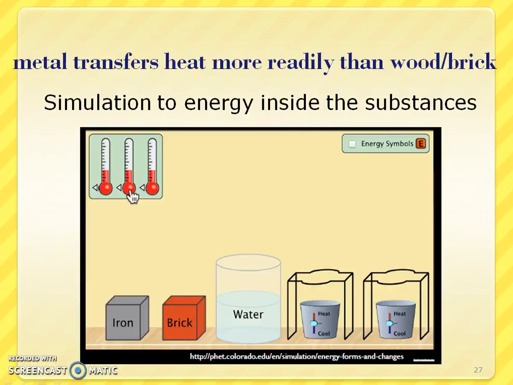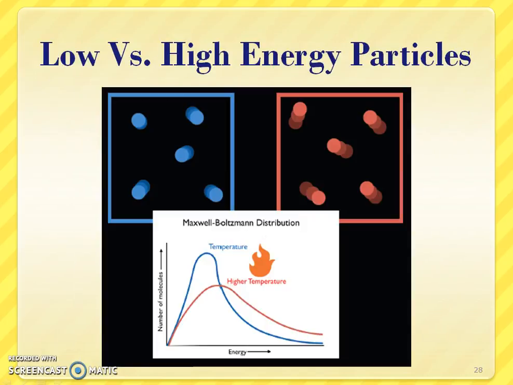He also talked about how metal transfers heat more readily than wood or brick, which should make sense. They absorb heat quicker, so that means they're going to transfer that heat more quickly. If you want to, and I do recommend sometimes you go on phet.colorado.edu and look for these simulations and play around with them. He played around with it a little bit for you, but you could also go on yourself and see what happens.